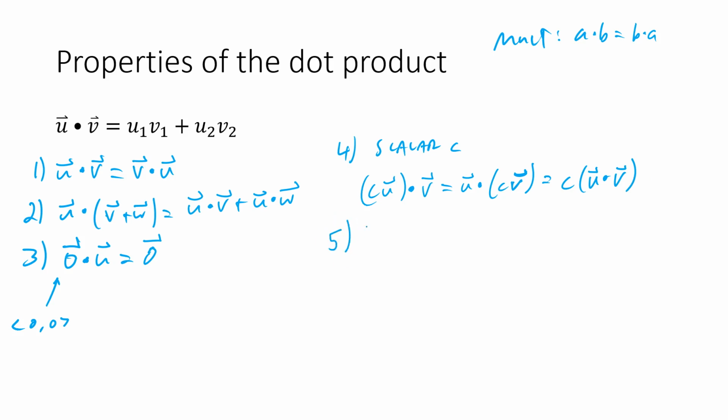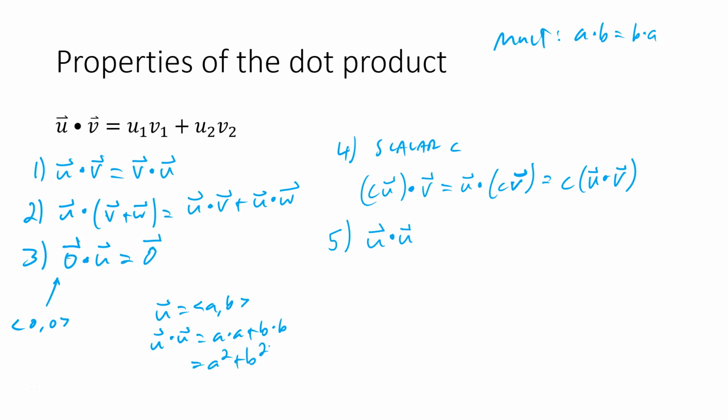Now, I save this one for last because I kind of want to prove it a little bit. And this is a proof that you guys would be able to do just fine. Let's think about what happens if you dot a vector with itself. U dot u. Let's say u is ab. So if you do u dot u, that would be a times a plus b times b. That is a squared plus b squared.